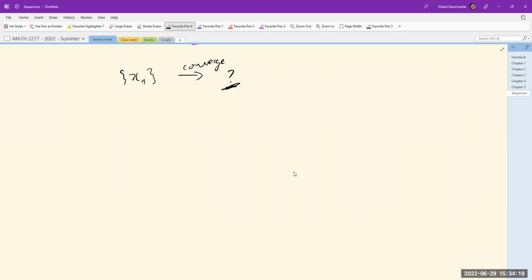And so a Cauchy sequence, I like to think of it like it's an almost convergent sequence. Okay, I like to think of it like it's almost convergent. And I'll explain to you what I mean.